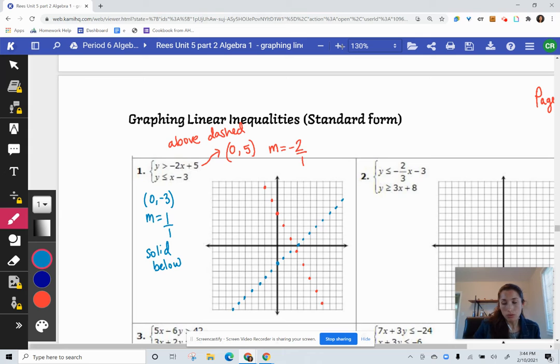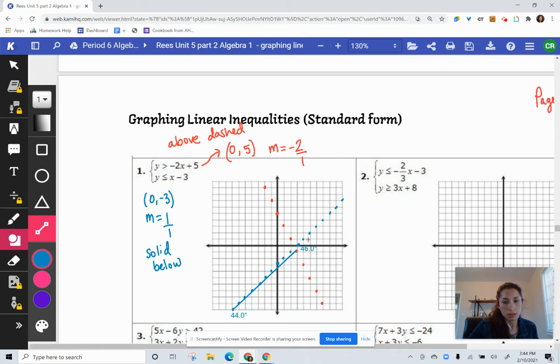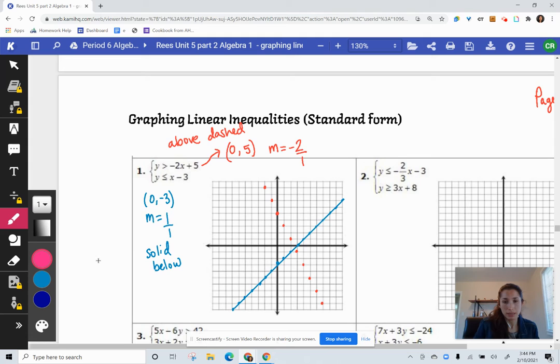All right, now I'm going to use my line tool. I'm going to do a solid line here. And then I'm not going to use the line tool for the other one. I'm just going to use those dots. You can maybe add in some dashes, but we know that's a dashed line.